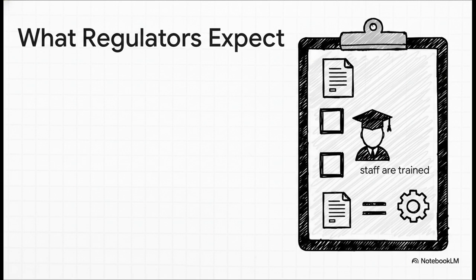One, that you have SOPs for all your critical jobs. Two, that your staff have the training records to prove they know them. And three, this is the big one, that what people are actually doing on the floor perfectly matches what the SOP says they should be doing.